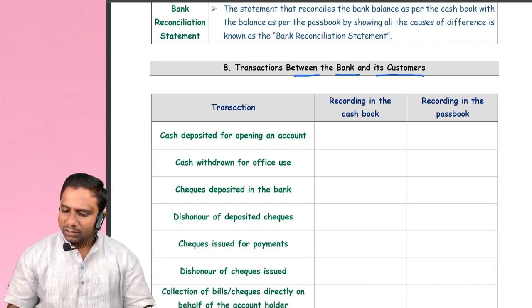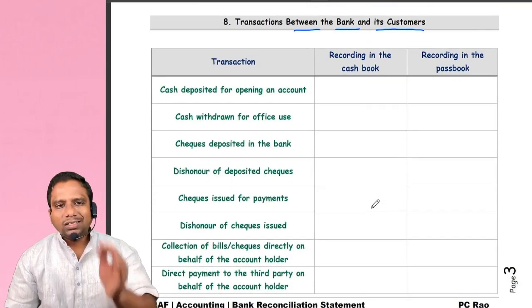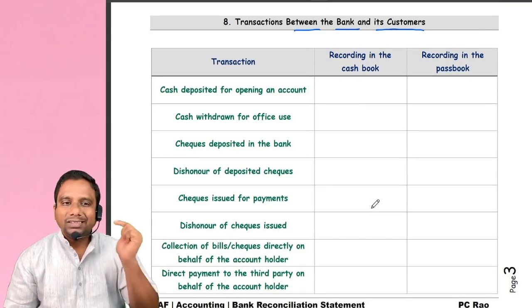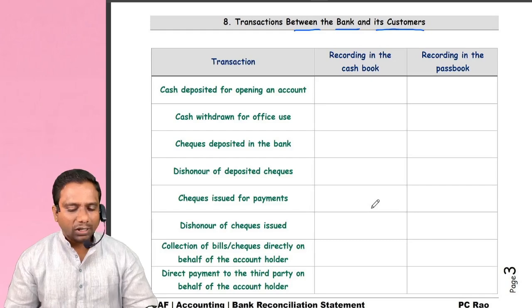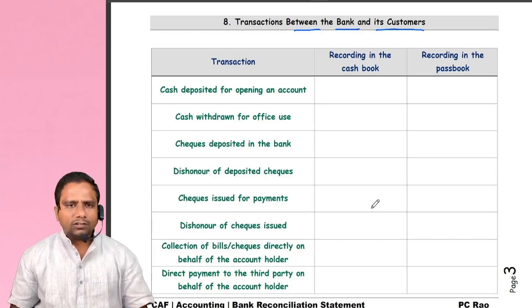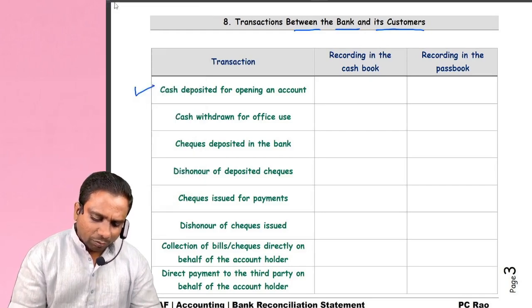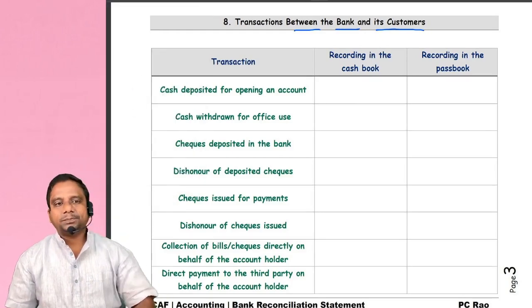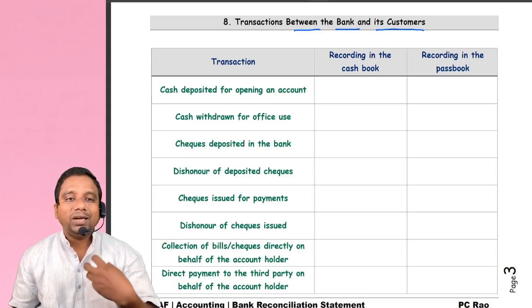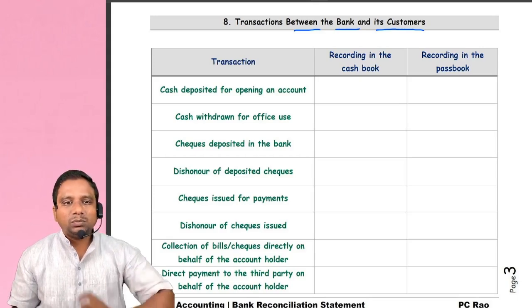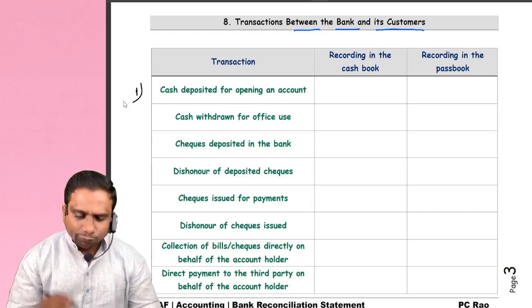Now let us start the transactions between the bank and its customer. Already some of these transactions we have discussed in the chapter journal entries, banking transactions. Again we discuss here also. Now look at the first and foremost transaction between the banker and its customer. The relationship exists between the bank and its customer with the opening of an account by the customer in the bank. Hope you are following, right? So this is the first and foremost transaction.